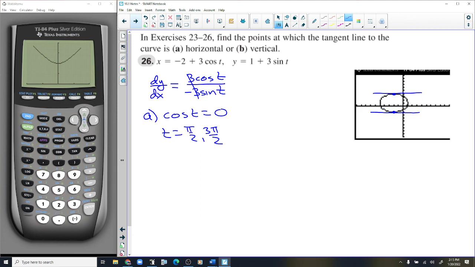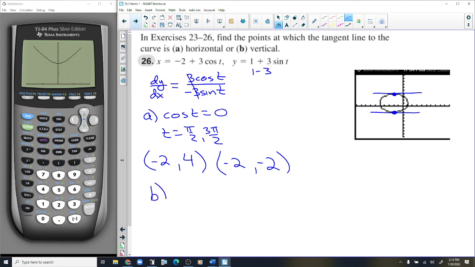So we'll plug each of those in to find the points. Cosine of pi over 2 is 0, so it's -2. Sine of pi over 2 is 1, so -2, 4. So -2, 4, that's this point right there. When we plug 3 pi over 2 in, cosine of 3 pi over 2 is 0, so -2. Sine of 3 pi over 2 is -1, so it's 1 minus 3, -2. So there's -2, -2. That's that point down there. So there's where the tangent lines are horizontal.